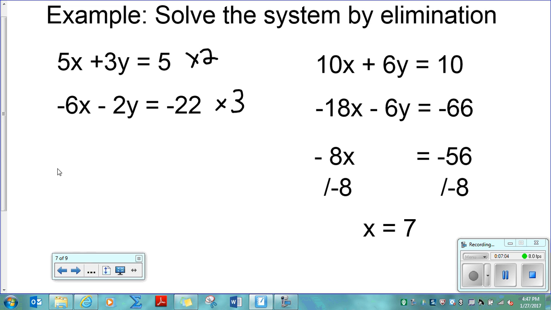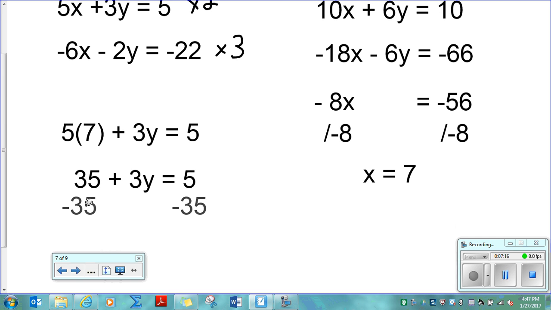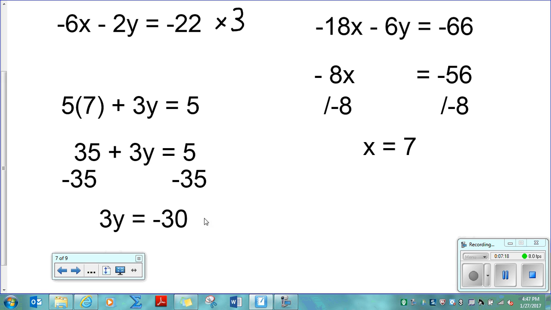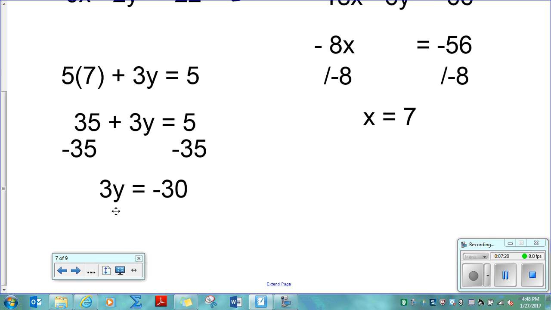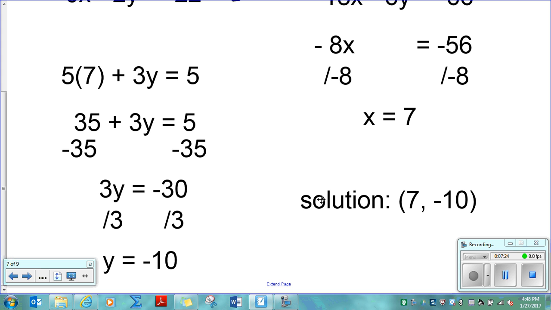So we're going to take that and plug it back in, and I plugged it into the top one, I think. Yeah. So 5 times 7 plus 3y equals 5. I go ahead and get 35, then subtract that from both sides. So I get 3y equals negative 30. Divide that by 3, you get y equals negative 10. So your solution is 7 comma negative 10.